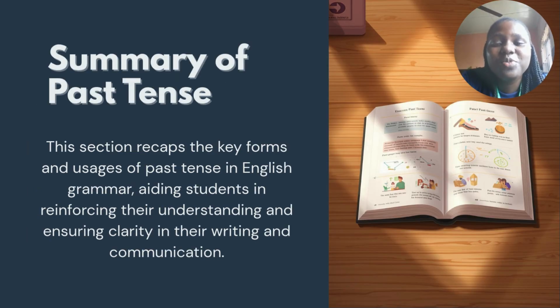So now we're going to be doing the summary of past tense. How many aspects do we discuss on past tense? How many of us can remember? So number one is what? The first aspect is what? The third is what? Okay. So we have the simple past tense, the past continuous tense, the past perfect tense, and also the past perfect continuous tense.